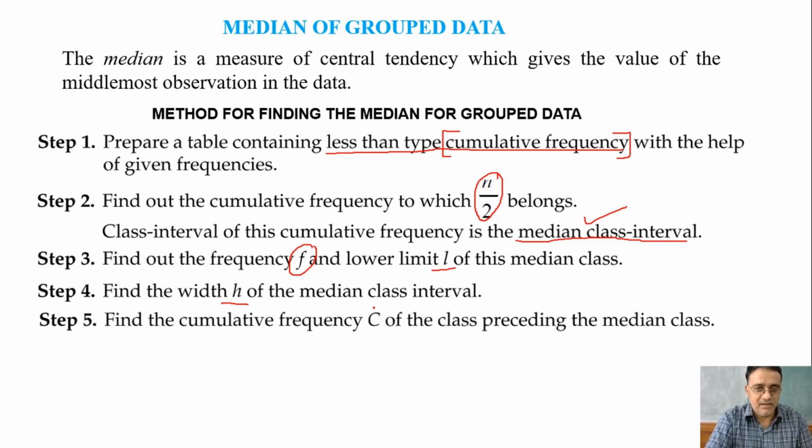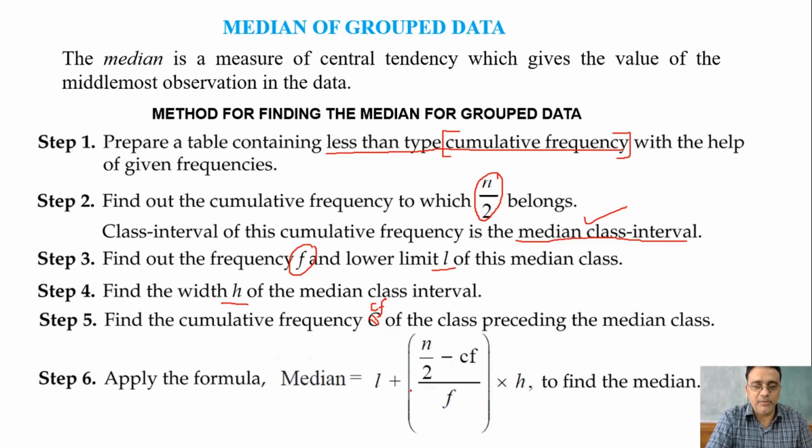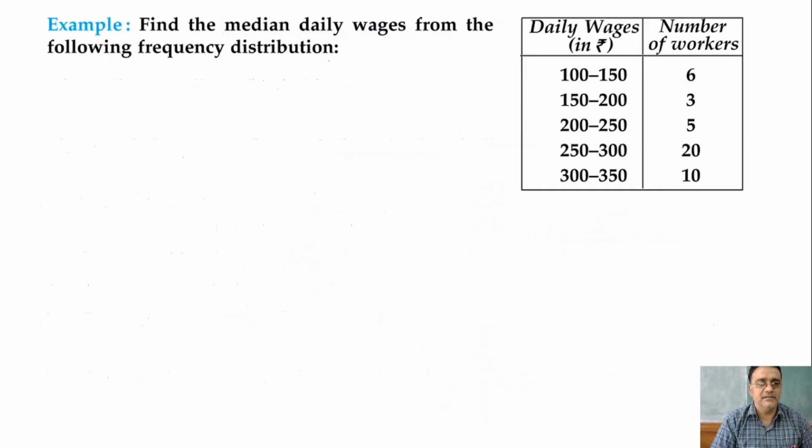Find the cumulative frequency of the class preceding the median class. Some books denote this by C and some books by CF. So we will use CF. Apply the formula: median is equal to L plus (N by 2 minus CF) upon F into H to find the median. So these are the steps to find the median. Let us see one example.